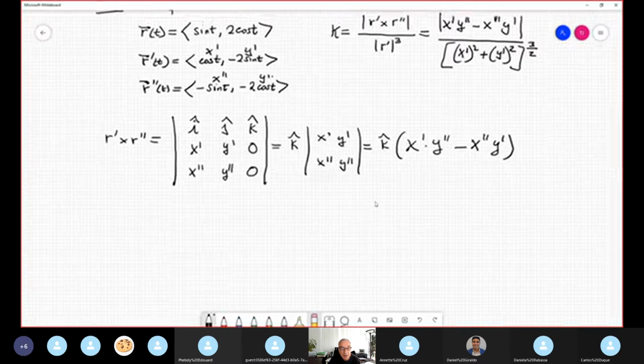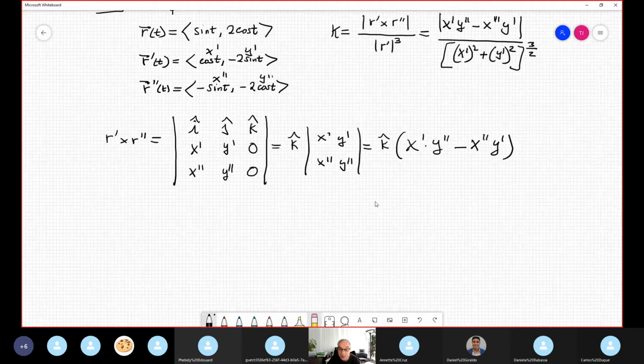Okay, let's do it quickly. In my specific problem, the top part of the formula is x prime. X prime is cosine t, multiplied by y double prime, which is minus 2 cosine. Okay, look, y double prime is this. X prime is this. Plus or minus, I don't know, it's minus, no? It's minus what? Well, it's minus x double prime, which is minus sine.